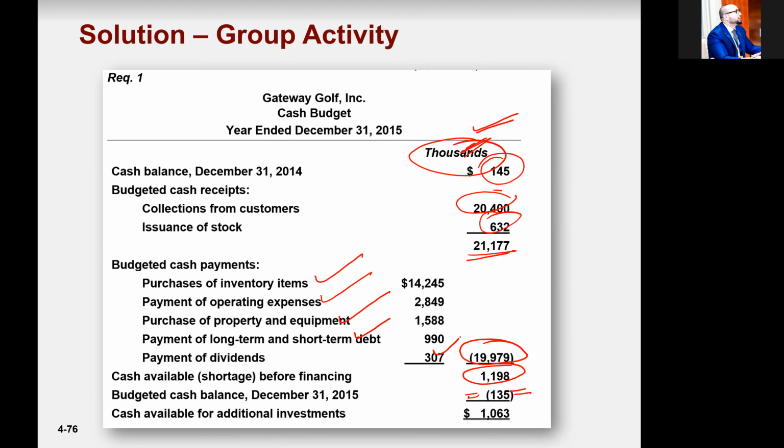Do we need a loan here? No, we still have 1,063,000 extra cash available for investments. We can loan it out to somebody else. We can do investments. We can purchase some assets. We can expand our business with this money.